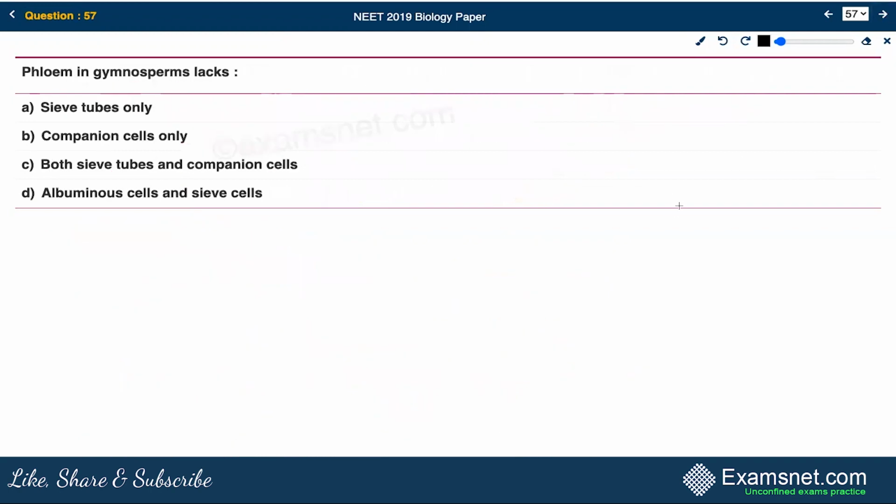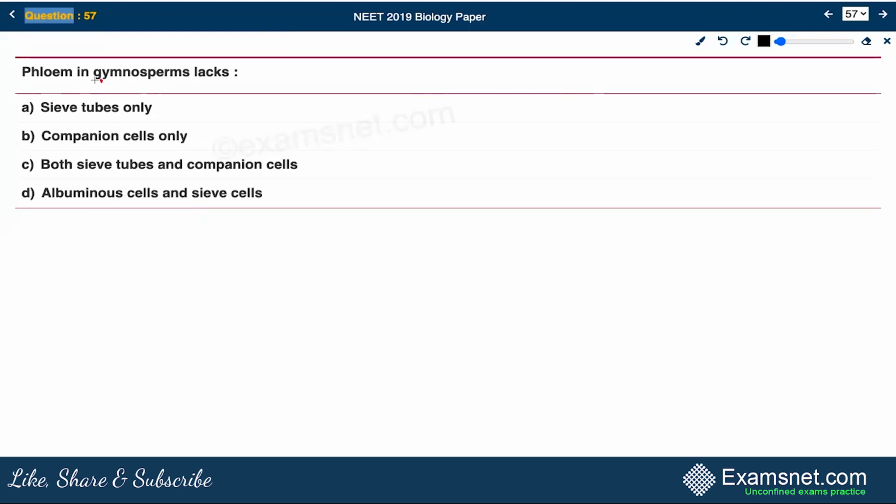Now, question number 57 says that phloem in the gymnosperms, they lack. All right, so phloem is basically a kind of vascular tissue. It's a category of permanent tissue that is responsible for the translocation of food and other dissolved organic molecules. So basically, phloem consists of sieve tubes, companion cells, phloem fibers, and phloem parenchyma.